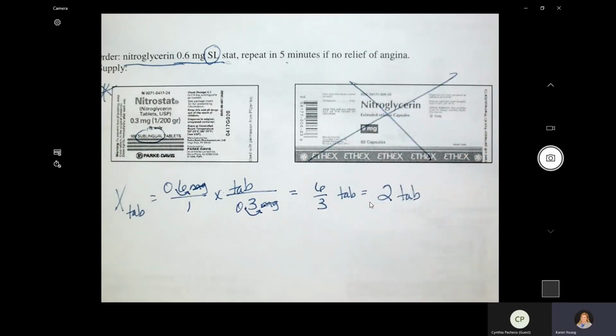Okay. So there's a lot more that goes into giving medications than just calculating the dosage. You've got to make sure you're using the right medication. What do you think would happen if you gave them the extended relief instead of the sublingual? Y'all are too afraid to talk.